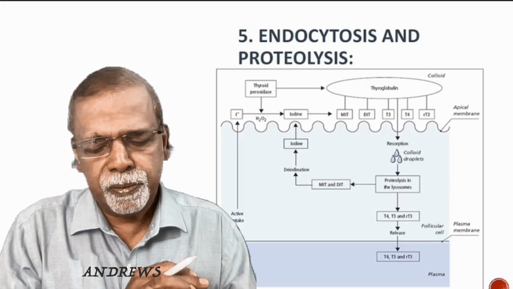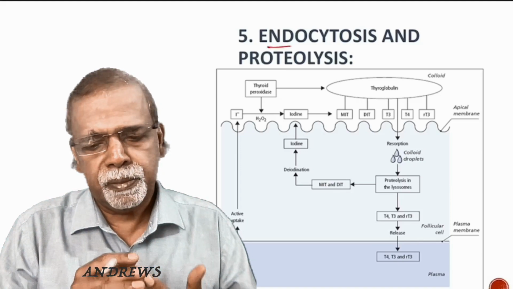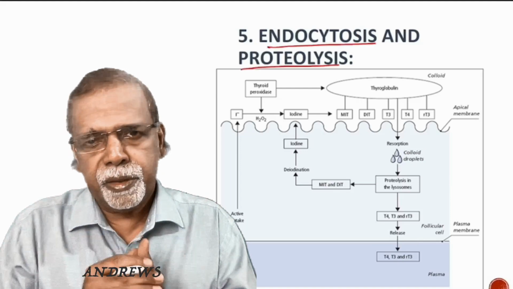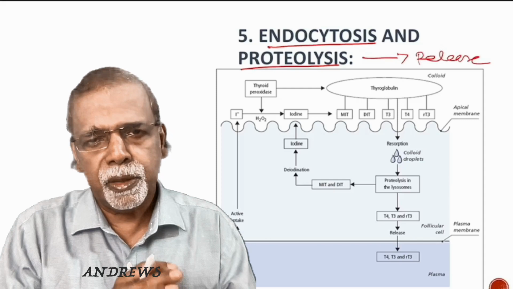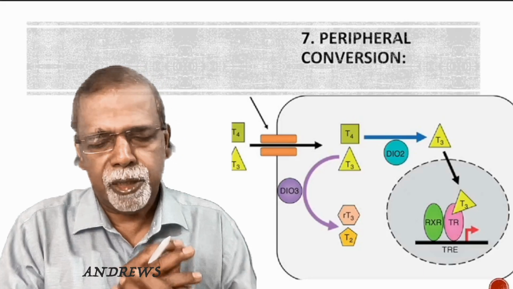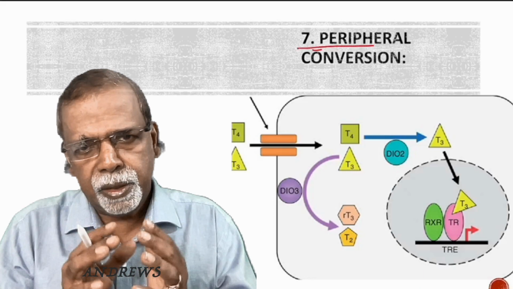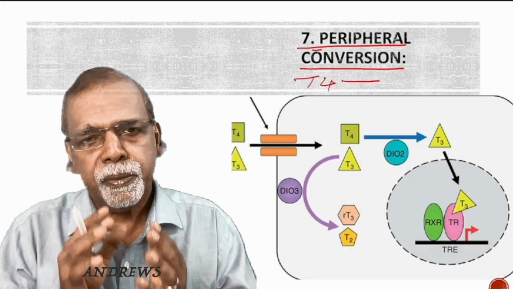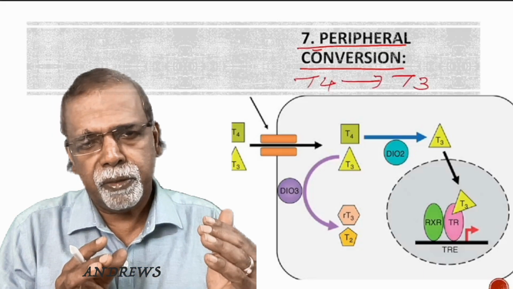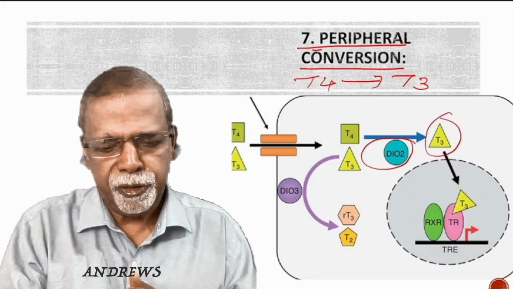So far we have discussed the iodine trap, oxidation, organification, endocytosis, proteolysis, and release of the thyroid hormone into the plasma. In the plasma, this reaches the blood, it reaches various organs, where it is peripherally converted into T3. That is, T4 is the major hormone, and that is converted into T3, which is the active form in the periphery.